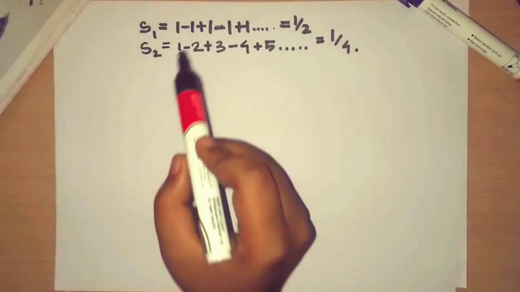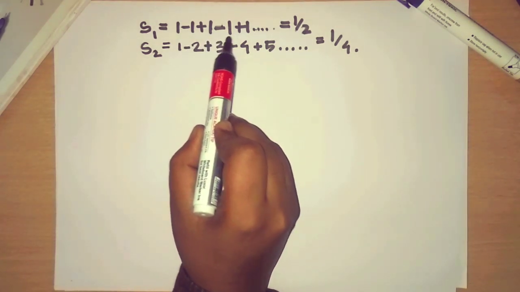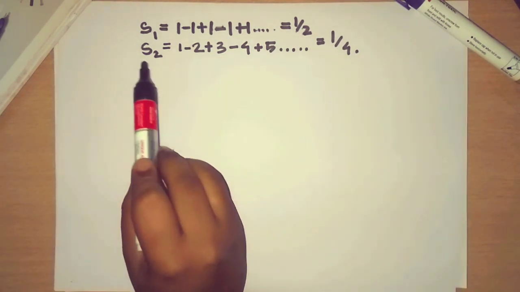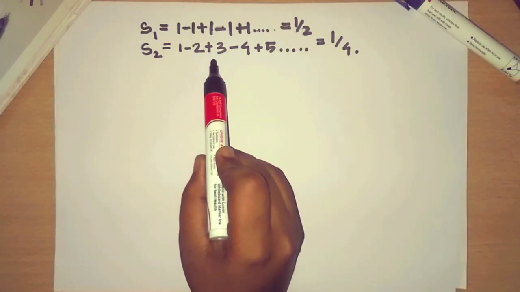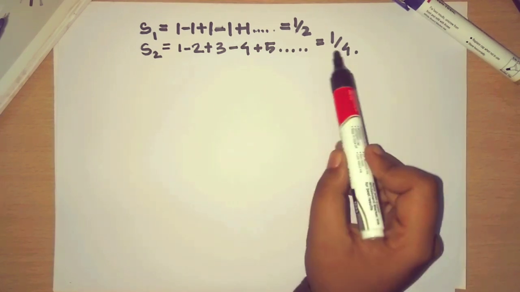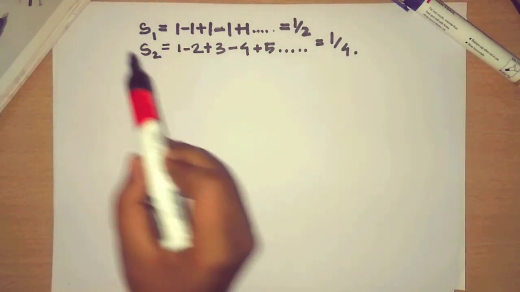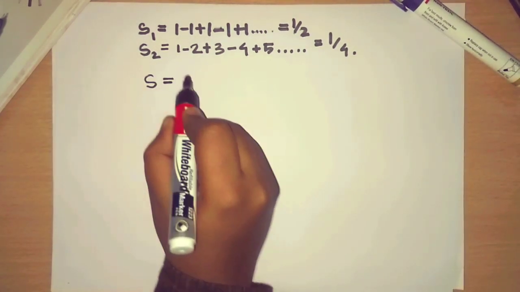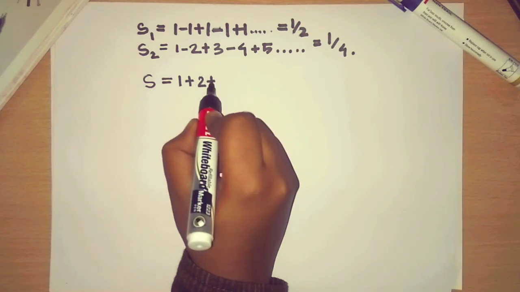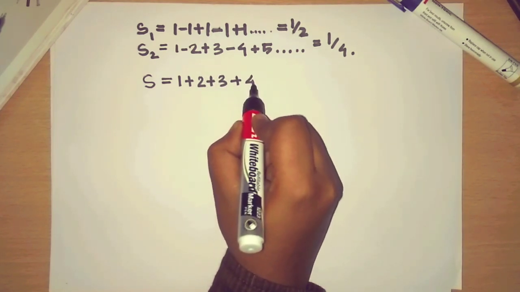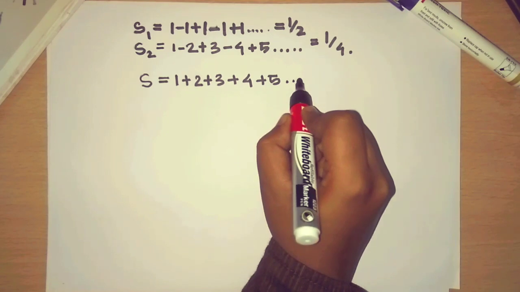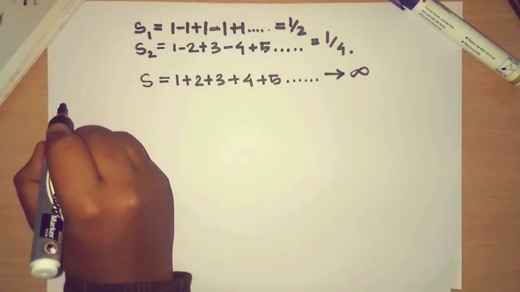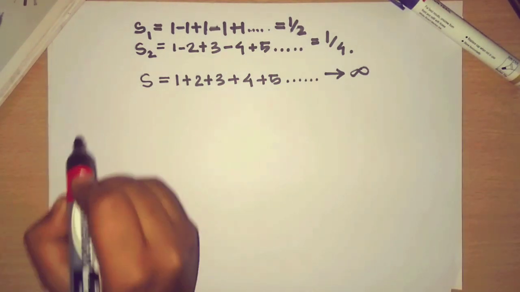So we have proved that 1 minus 1 plus 1 minus 1 plus 1, and it goes on, is equal to half, and the value of s2, that is 1 minus 2 plus 3 minus 4 plus 5, and it goes on, is equal to 1 by 4. Using this we will prove what is the value of s, that is 1 plus 2 plus 3 plus 4 plus 5, and it goes on to infinity. So the main maths, or the main hocus pocus, just begins here.